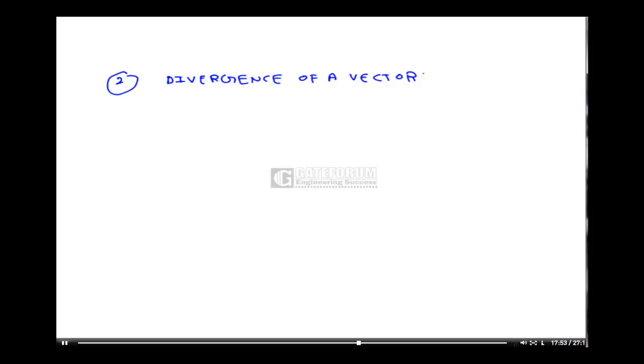Divergence of a vector or divergence theorem. This is the second basic operator. Suppose it is given by del dot A bar.